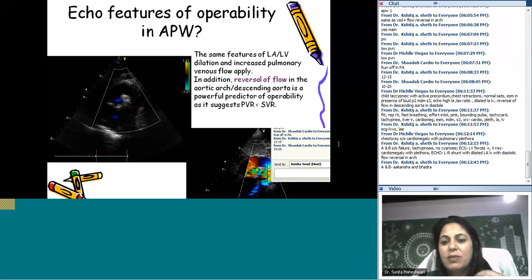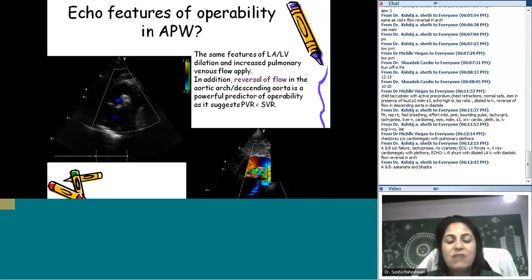So the same thing when you say for VSD, you're saying exactly the same thing, except pulses don't matter and reversal of flow doesn't matter. In a duct, pulses matter, reversal of flow is less important because you look very clearly at the direction of the shunt, whether left to right or right to left. Is that clear?